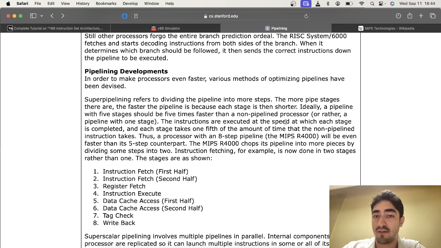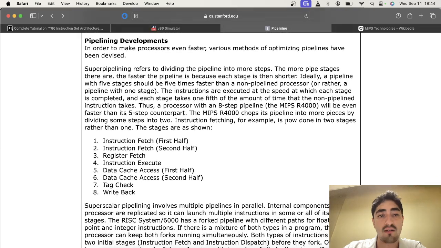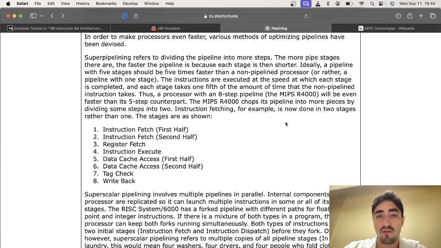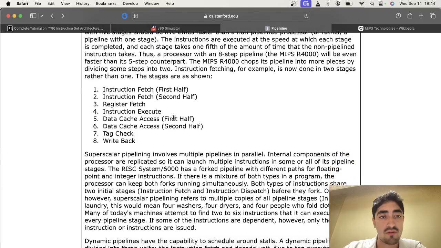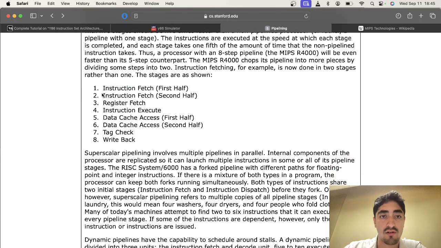Thus, a processor with an 8-step pipeline, the MIPS R4000, will be even faster than its 5-step counterpart. The MIPS R4000 chops its pipeline into more pieces by dividing some steps into 2. Instruction fetching, for example, is now done in 2 stages rather than 1. The stages are shown here: instruction fetch, register fetch, instruction execute, data cache access first half, data cache access second half, tag check, write back.